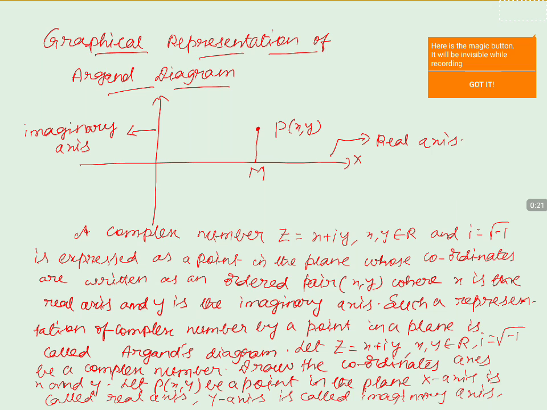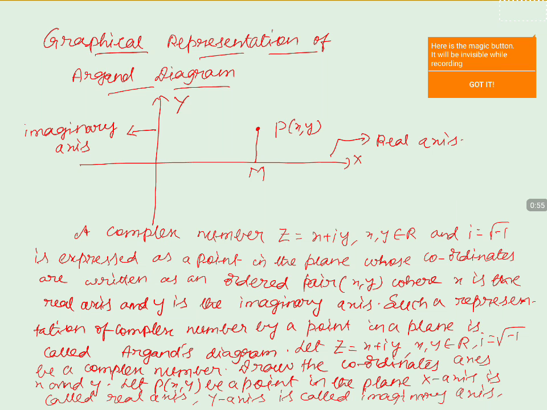Now here we will take the y-axis as the imaginary axis and the x-axis as the real axis. Now we'll consider a point between the x-axis and y-axis, that is P(x, y). Now a complex number, we'll take z = x + iy. In the complex number, the real part of z is treated as the x coordinate, and the imaginary part y we should consider as the y coordinate.